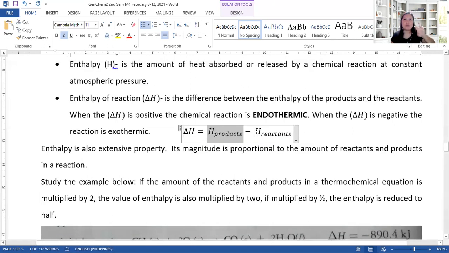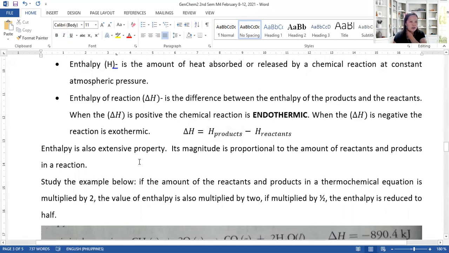Okay, so the total of the products, and then the total of the reactants, you subtract it, and then you will get the amount of heat, the enthalpy of reaction of that certain compound that react with each other. It says here also that enthalpy is an extensive property. What does extensive mean? Its magnitude is proportional to the amount of reactants and products in a reaction.